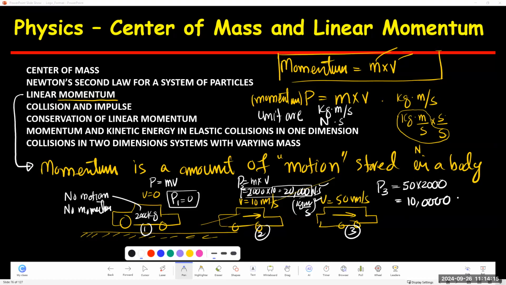And the unit would be kilogram meter per second, or you can call it Newton second. Either one will be acceptable. It usually depends on which context you're talking about. So you're going to be using those units. Okay.